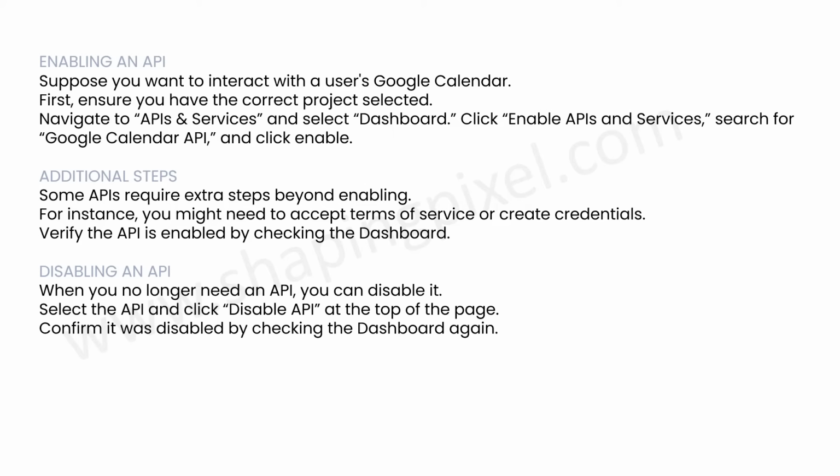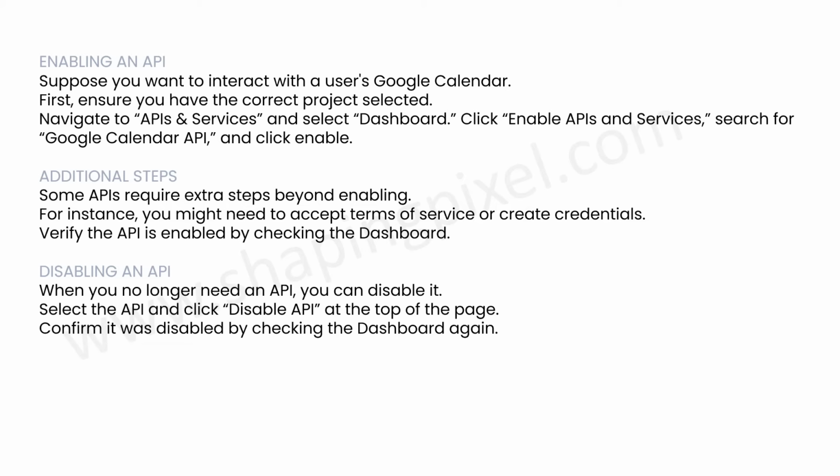To access certain Google Cloud resources, you need to enable the corresponding API. Google Cloud APIs provide access to various services, but many are disabled by default. Suppose you want to interact with a user's Google Calendar, first ensure you have the correct project selected. Navigate to APIs and Services and select Dashboard. Click Enable APIs and Services. Search for Google Calendar API and click Enable.